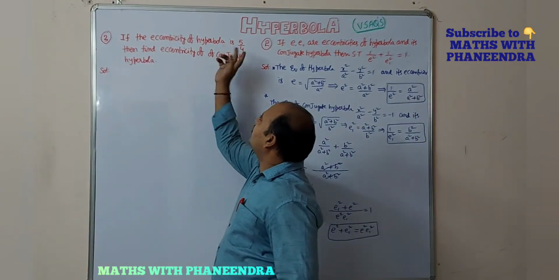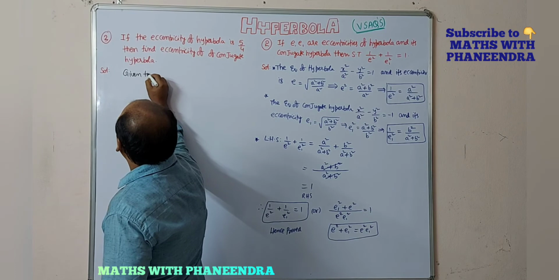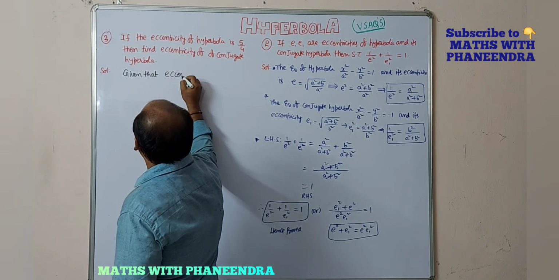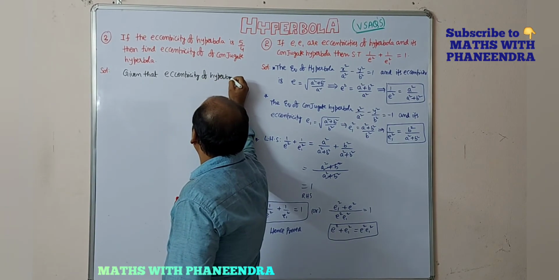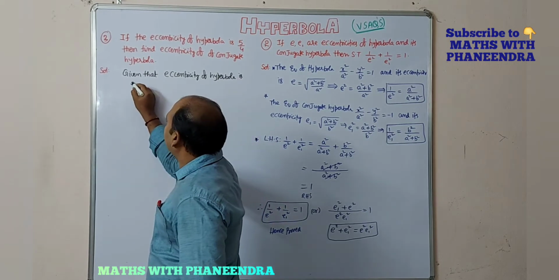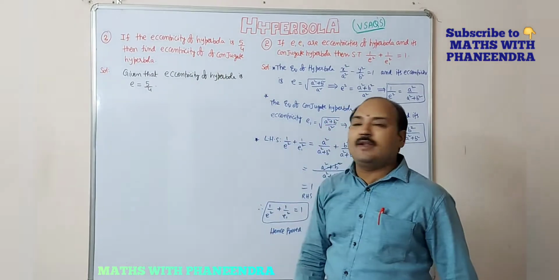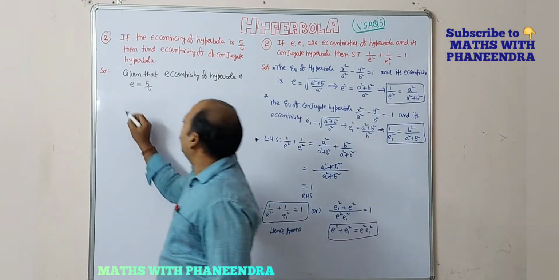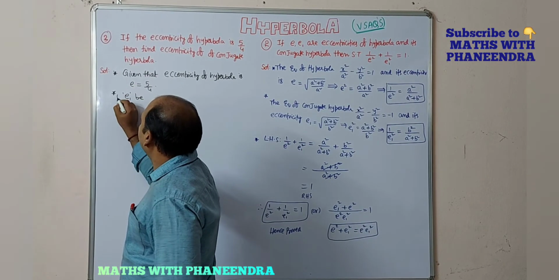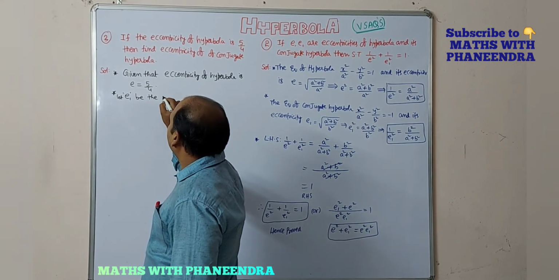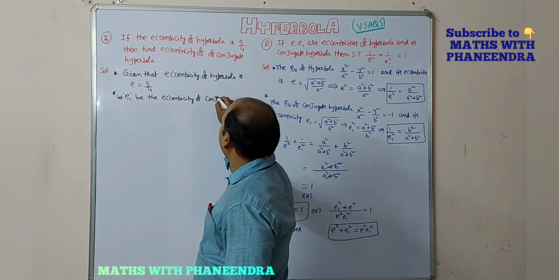See here, the eccentricity of the hyperbola is given: E is equal to 5 by 4. They are asking to find the eccentricity of the conjugate hyperbola. So let E1 be the eccentricity of the conjugate hyperbola.